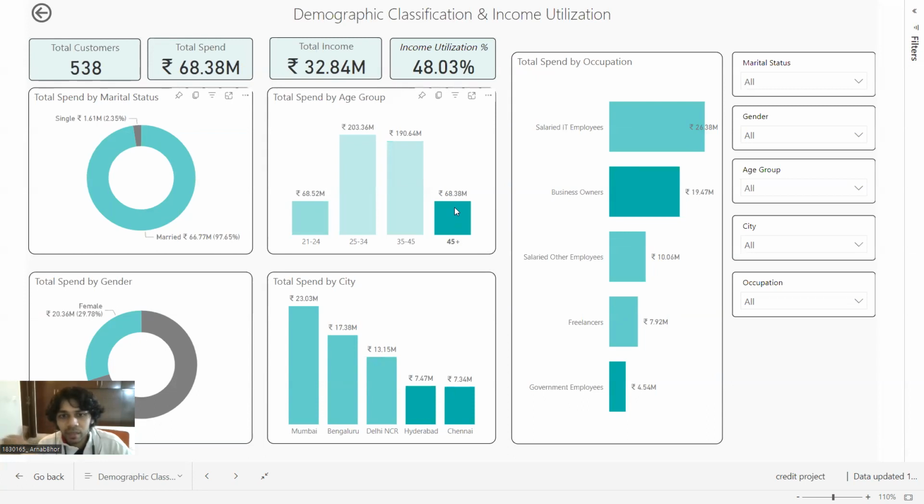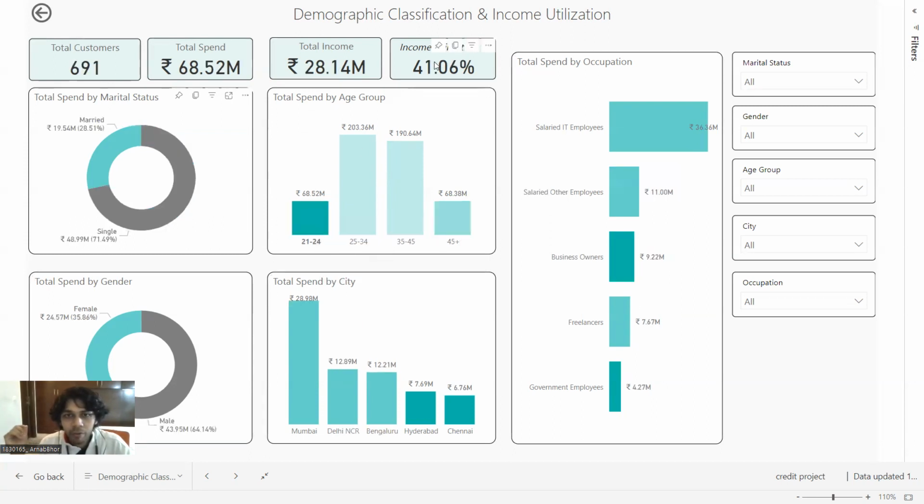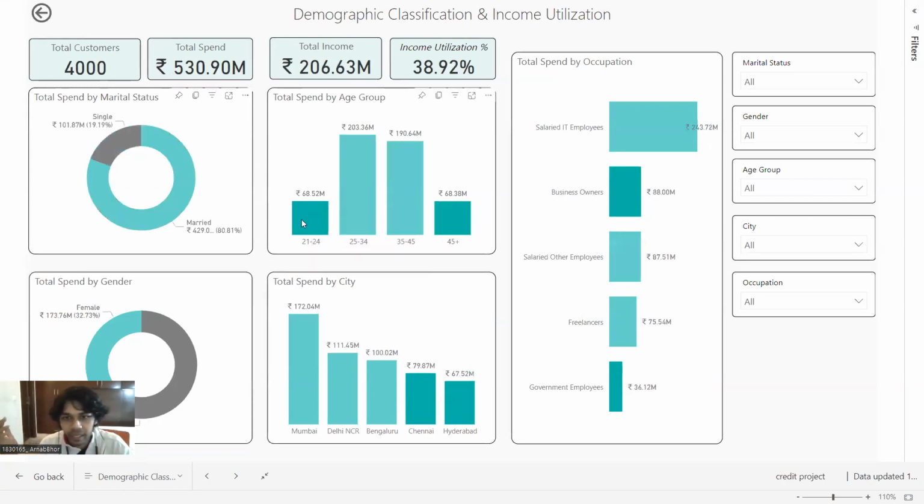When I select 45 plus, you can see that 48.03 is the income utilization percent, and the higher the income utilization percent, the higher the odds of these people buying or utilizing our credit cards. So we want this to be high. This category is high, and the 21 to 24 have a 41.06% income utilization percent. So we can see that these two categories are good for our company, or they can be our target audience. This is the first indicator.